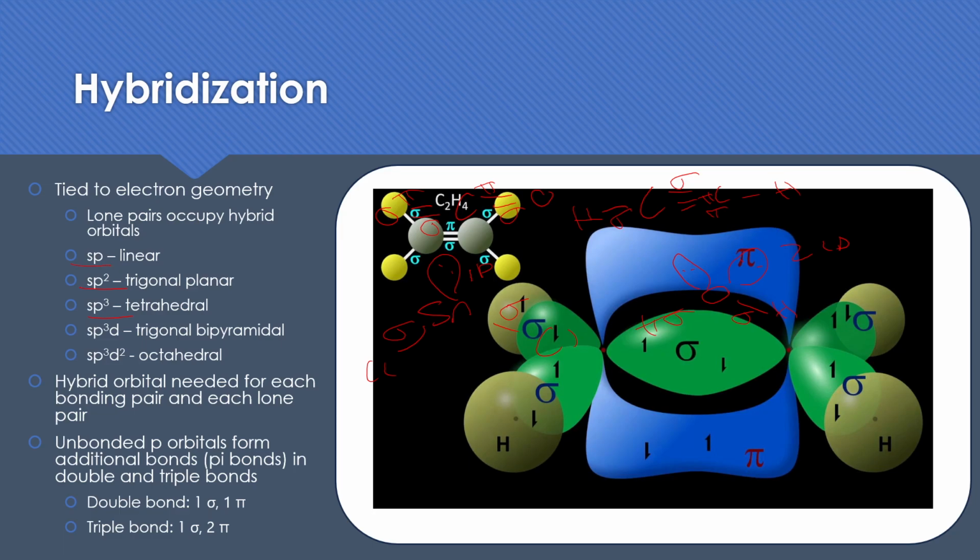And because of this, hybridization is directly tied to the electron geometry. The first bond, each first bond, is a sigma bond, and then any additional bonds, a double bond or triple bond, would be a pi bond. So 1 pi bond for a double bond and 2 pi bonds for a triple bond.